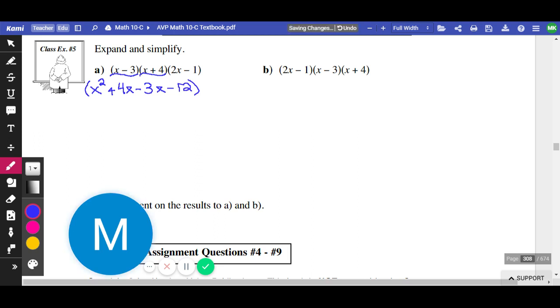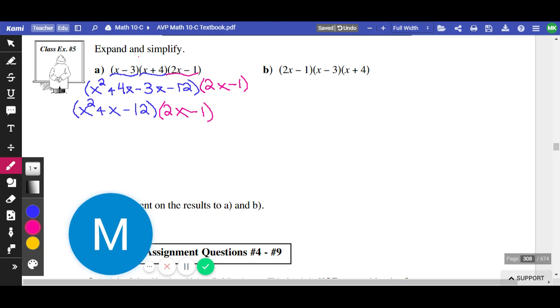You then would combine like terms, right? Those middle terms would become x squared plus x minus 12. You still would have this 2x minus 1 sitting there on the side waiting to be multiplied in. Right? But you can't multiply the third thing until you've multiplied the first two.